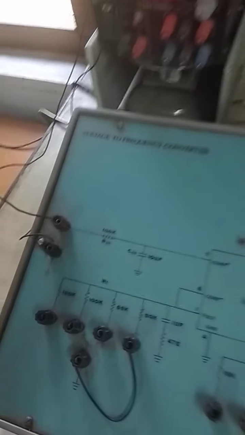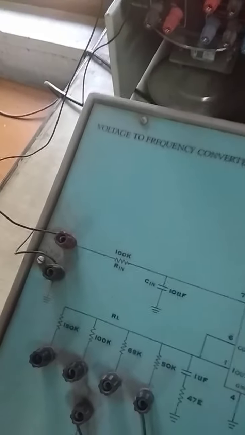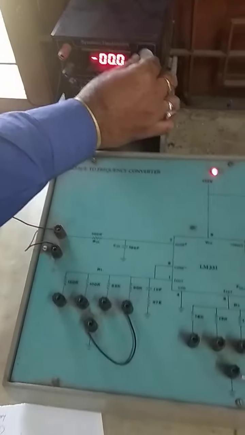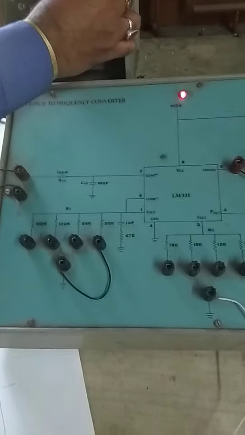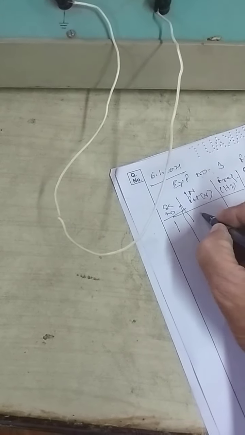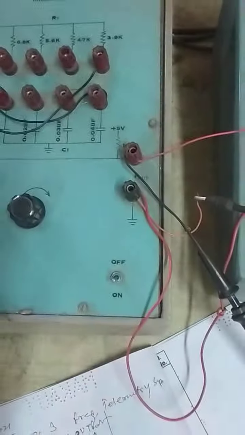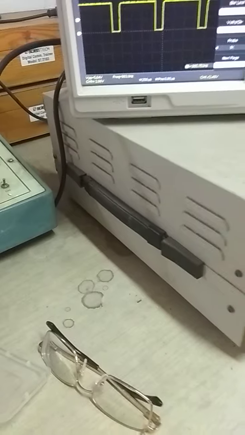Now come to the actual experiment. This is the input voltage source we have given. At the bottom side there is a load cell. Suppose the corresponding voltage is 0 now. Now we will increase this voltage. Let us take the first reading with 1 volt. The observation number 1, input voltage 1 volt, and we will see the frequency here. The frequency can be measured using a DSO. What is the frequency here? Show me the frequency.